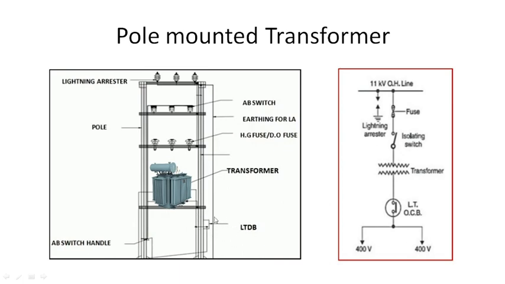So LT distribution board will be somewhere near to this transformer along with this pole. And for operating this air brake switch, there will be a handle provided, an AB switch handle.